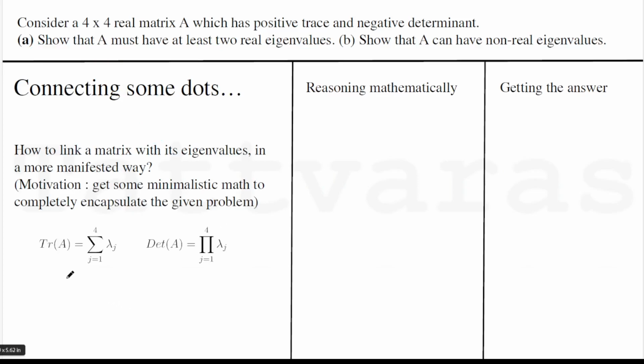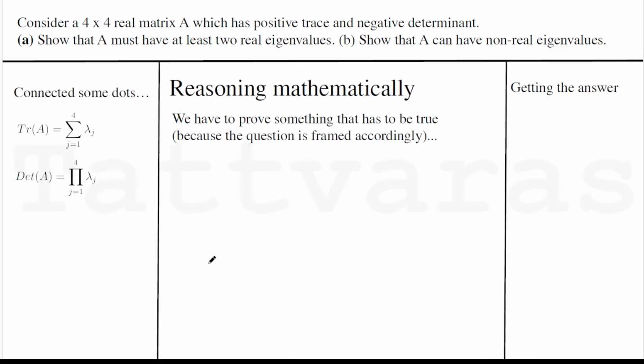Smart people before us have established these two relationships, wherein the trace of a square matrix is the sum of its eigenvalues. In this case, 4 eigenvalues because it's 4 cross 4. And the determinant is the product of the eigenvalues. Perhaps these two are the most beautiful results in linear algebra when we're dealing with eigenvalues. And we'll soon see why they are going to help us. Now we have this relationship with eigenvalues and the matrix.